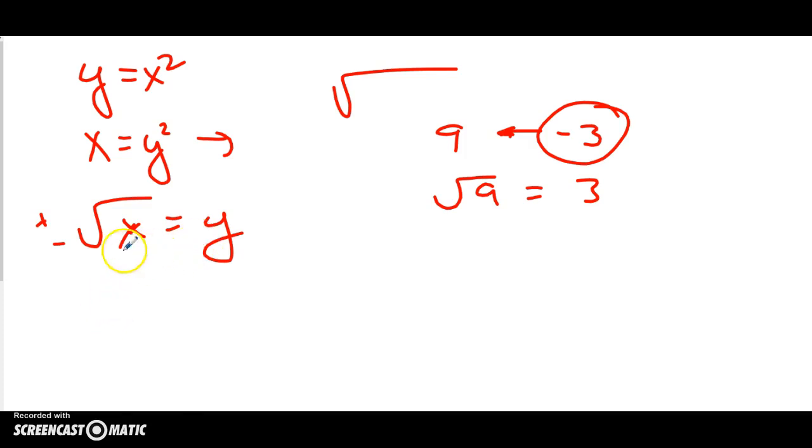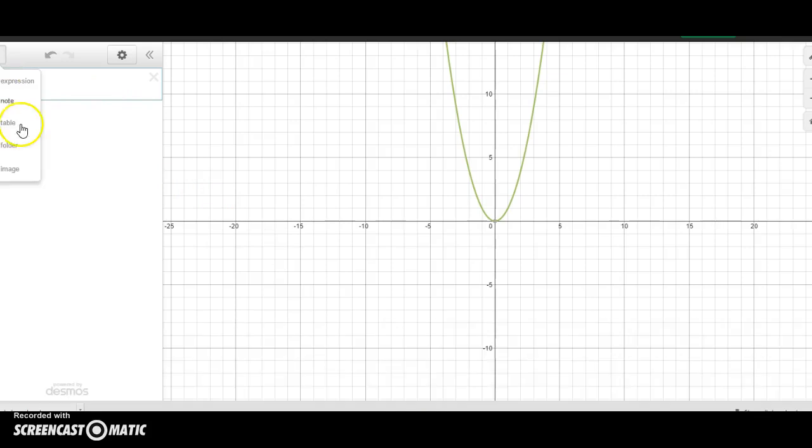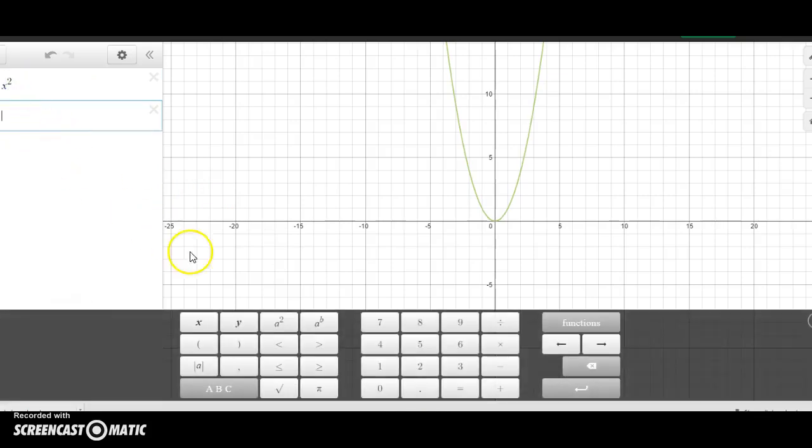And it's getting even more confusing because I'm setting up y as my independent variable. Okay, so there is that, and how does that look? Let's see how that looks when we graph it. Over to Desmos. Again, we're going to add another expression, and we'll add root x, and that shows up here.